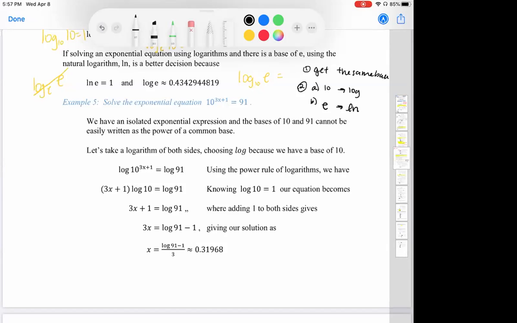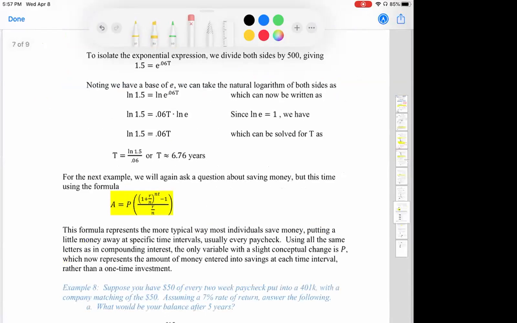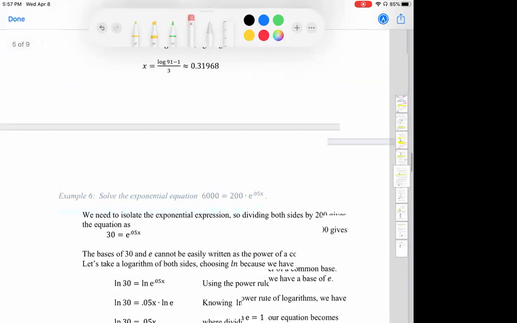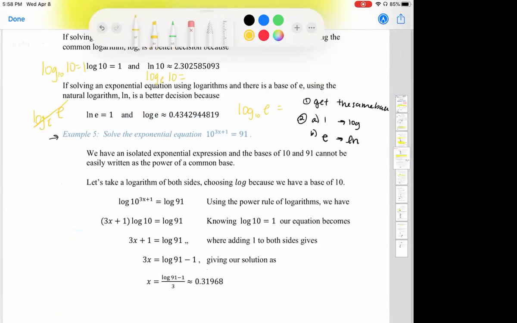Okay, let's go ahead and continue. Example five, solve the exponential equation 10 to the exponent of 3x plus 1 is equal to 91. All right, I see one of our options, right? We have 10 and we see a 10. So we want to work with a log.